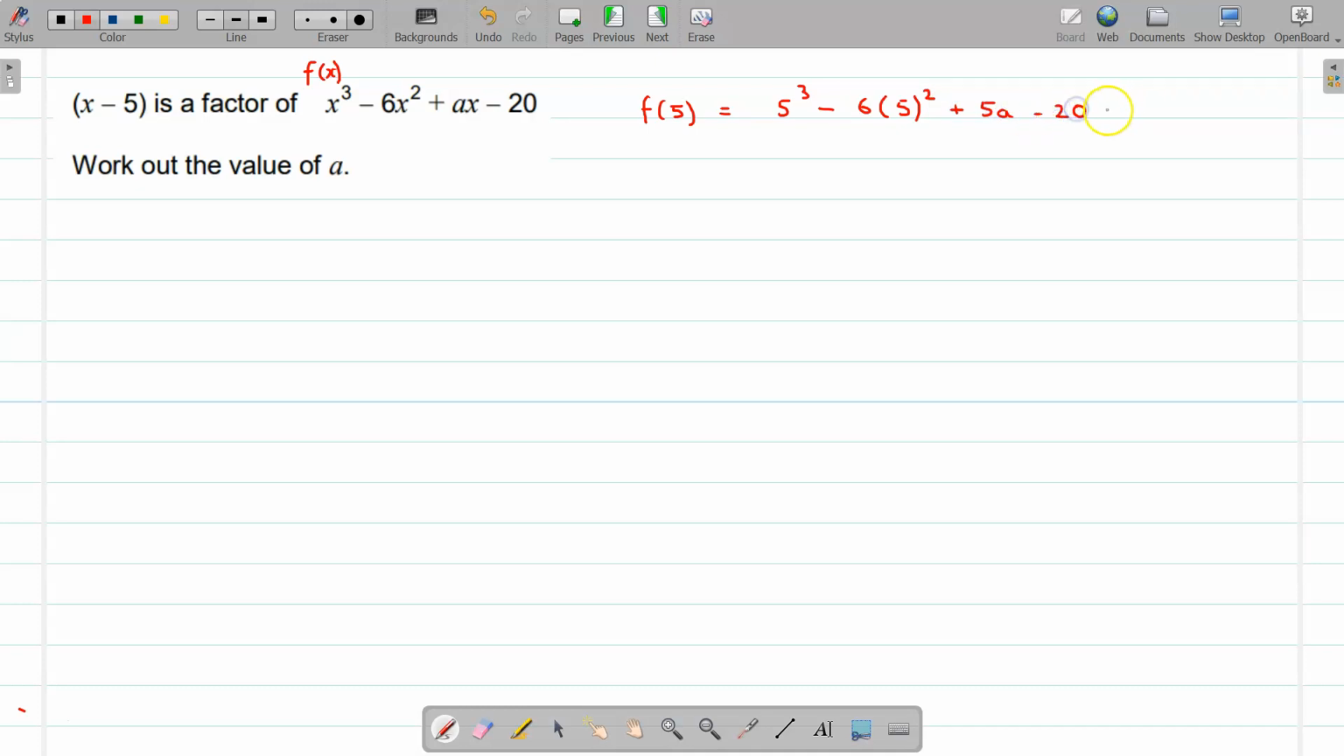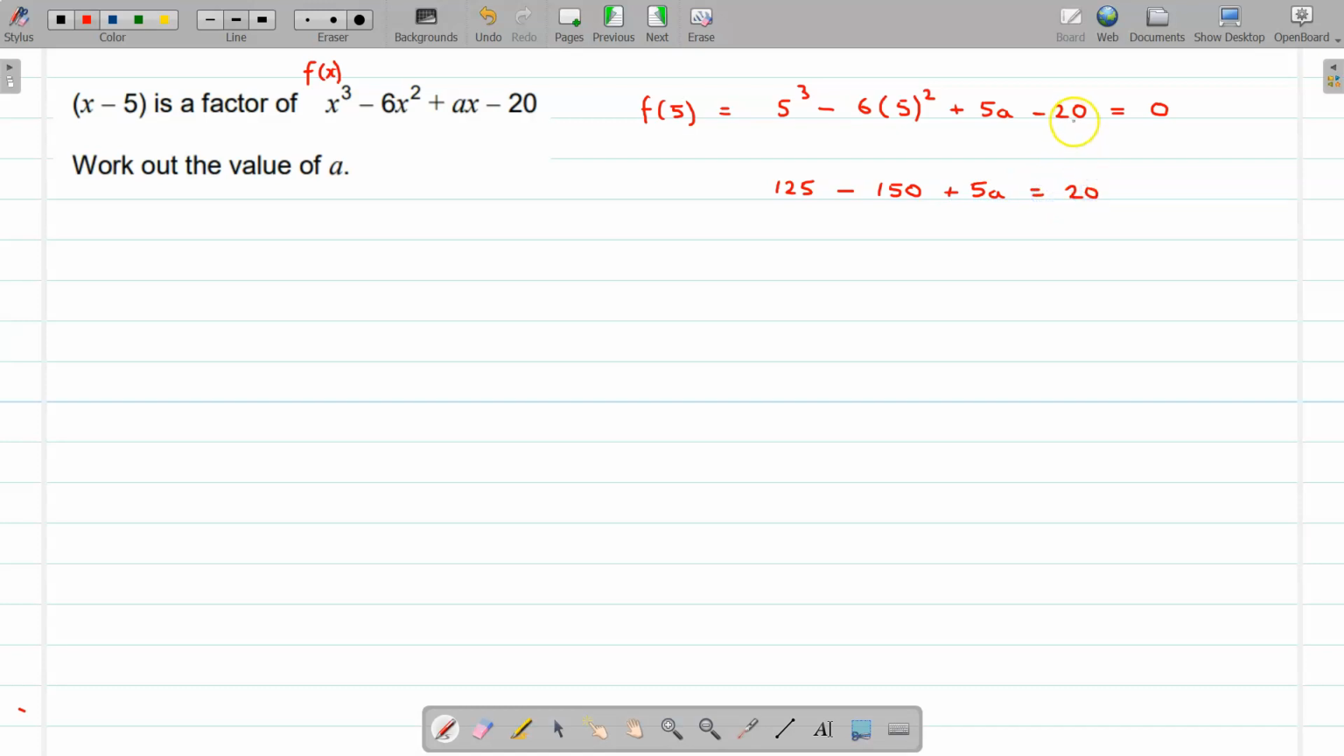And we know that for the factor theorem that would be equal to 0, because that would mean there's no remainder, you see. So what I do now is just rearrange that to find a. So it's actually quite easy. We've got 125. Okay, we're taking away 6 times 25, which is 150. So that's minus 25 plus 5a. Okay, now that equals 20.